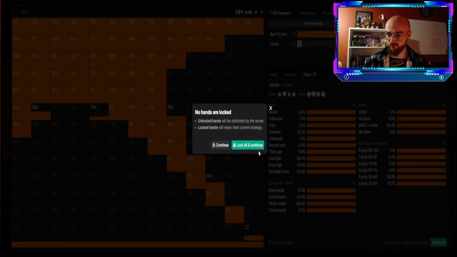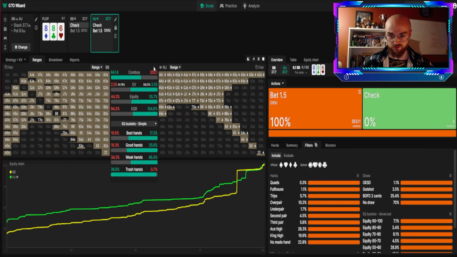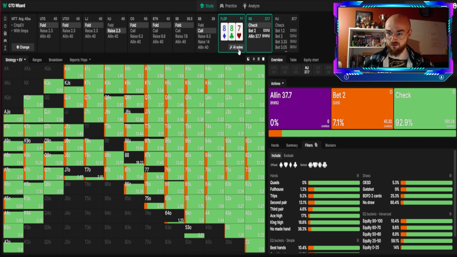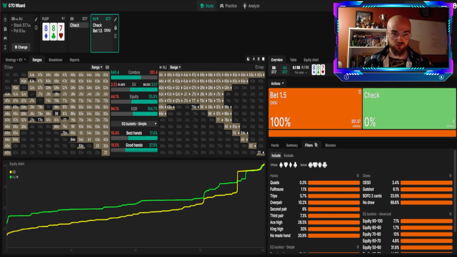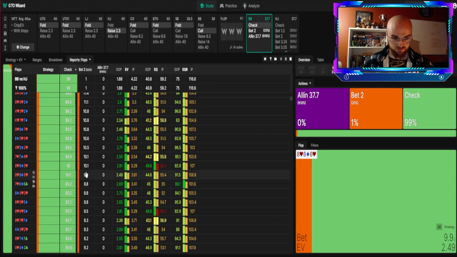3.6 EV, forcing the range bet. 3.55 EV, 877, are you any different? 3.63, now 3.57, so this board's fine too. Let's look at 10%, 10.1%, 865.